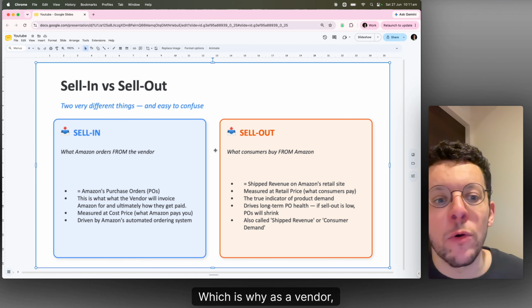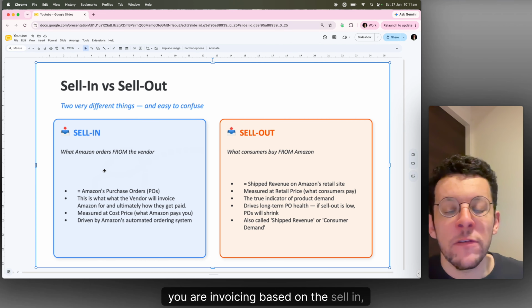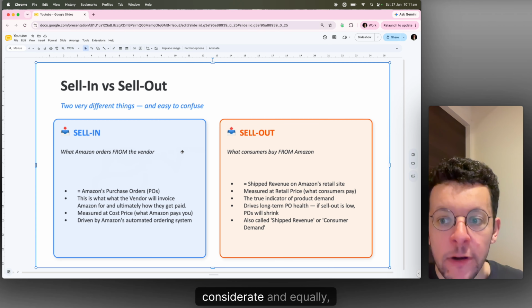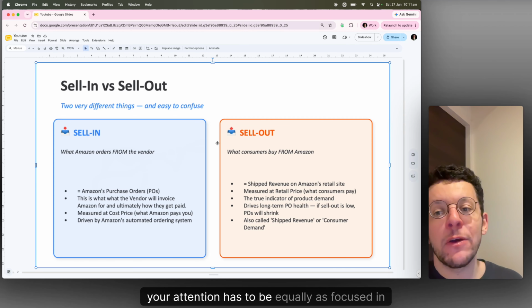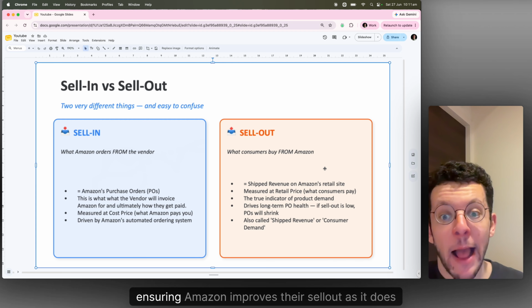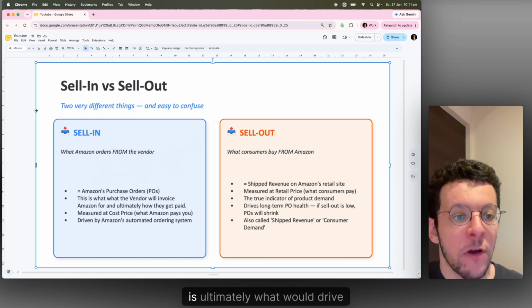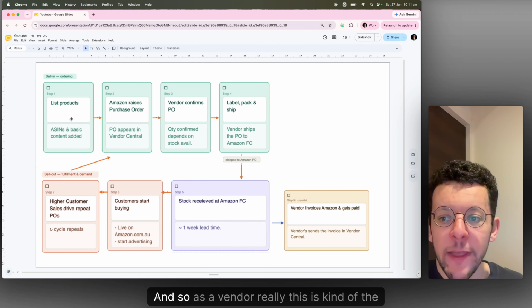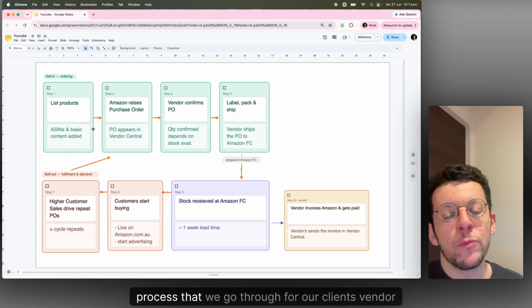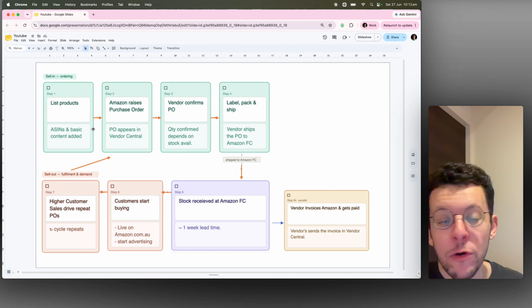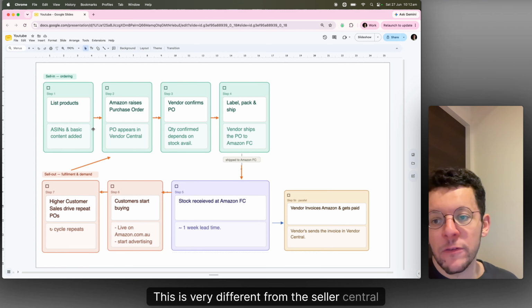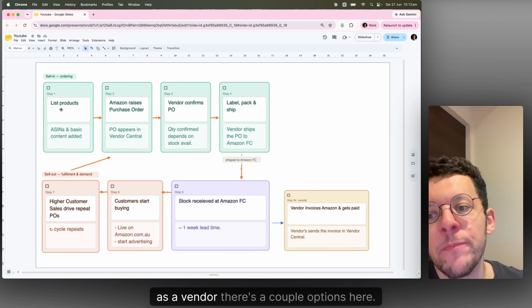Which is why, as a vendor, although you are invoicing based on the sell-in, your attention has to be equally as focused on ensuring Amazon improves their sell-out as it does on sell-in, because sell-out is ultimately what will drive the orders that you get. And so, as a vendor, really, this is kind of the process that we go through for our clients at Vendor Launch, that we take them through, and we suggest how they optimize. This is very different from the Seller Central ways of working, but as a vendor, there's a couple options here.